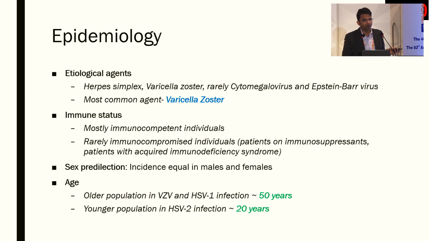The majority of patients will be immunocompetent, but rarely patients who are immunocompromised, such as those with HIV, those on immunosuppressants, or with hematological malignancies, could also develop ARN. The ARN which occurs in such immunocompromised patients has a different clinical appearance and course compared to those who are immunocompetent. Males and females are equally affected, and there is a bimodal presentation because of the difference in the etiological agent. The majority of cases are around 50 years of age, the median age, and the infection is because of VZV or HSV1. In the younger population, because of HSV2 infection, it can be around 20 to 25 years of age.